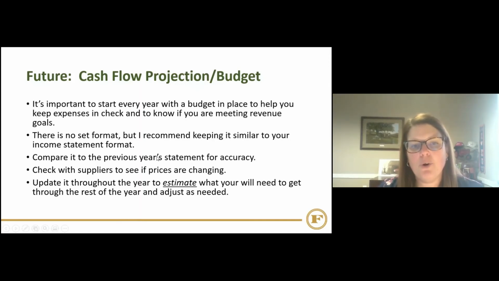So let's go over how I would recommend putting your projection together for the year. This is also how I put my own projections together on my own farm. Again, I would never recommend you do anything that I wouldn't do myself. And this is what I follow, not only for my customers, but for our own operations.